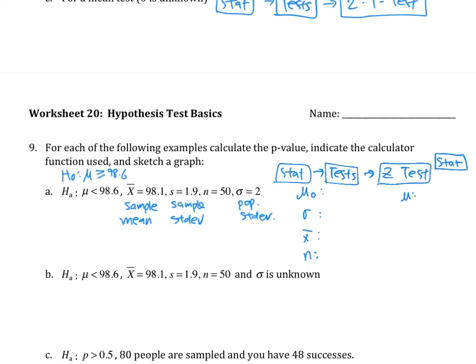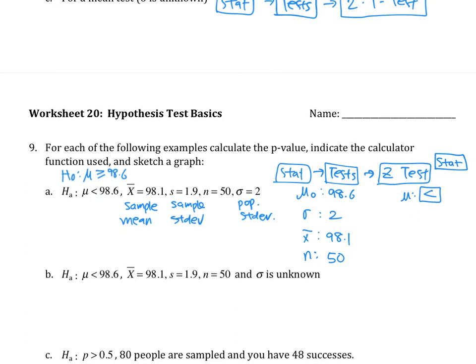Mu naught, what is that supposed to mean? It just means copy the number mu from your H naught, see that's 0, that's naught, right? So H naught: mu is equal to or bigger than 98.6. So that's the number I'm going to input. Sigma is 2. X bar is sample mean 98.1. N is the sample size 50. And the last part, I see a bunch of inequalities. Here, I copy it from HA. This is what we were talking about previously. So if HA is less than symbol, I'll pick that symbol.